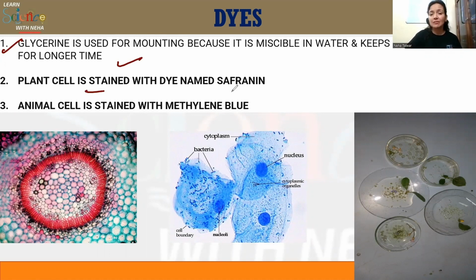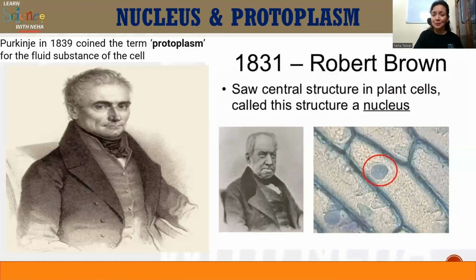Plant cell was stained with safranin, you can see red color. Animal cell was stained with blue color, which is called methylene blue. And then comes a question for you. If you dye a cell, which of the organelles will be prominently visible in the microscope? Give me the answer in the comment section below.